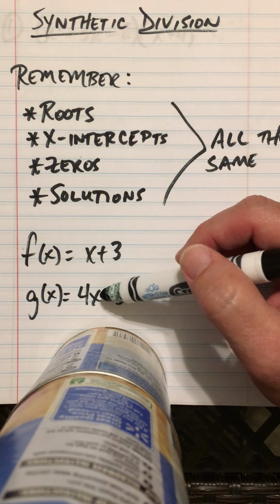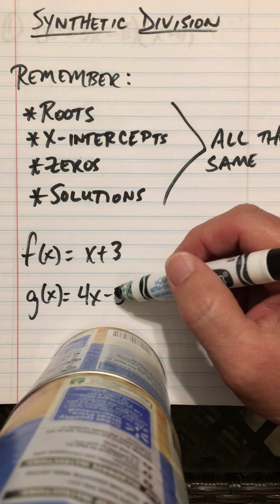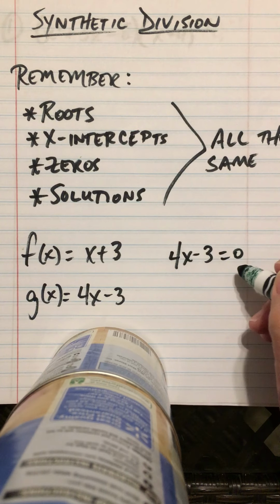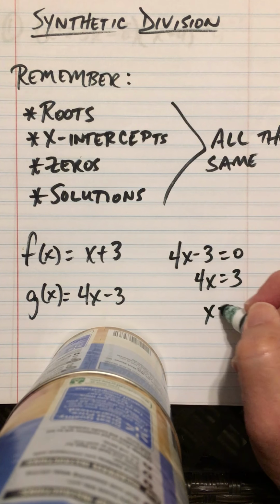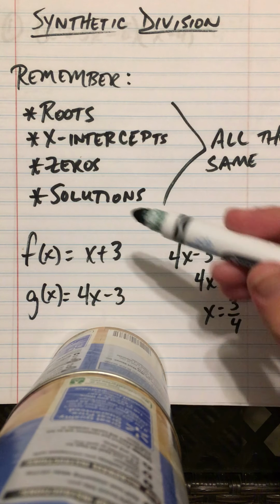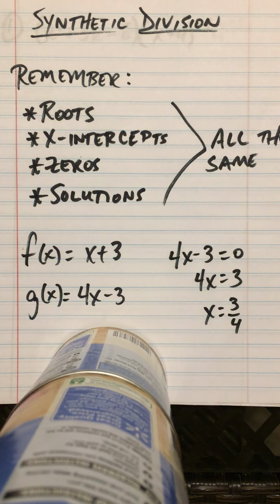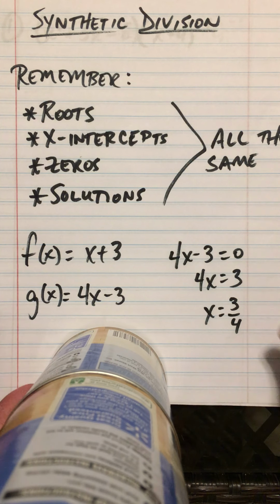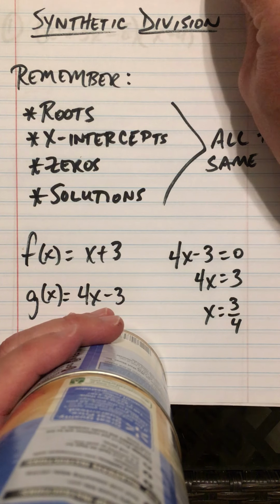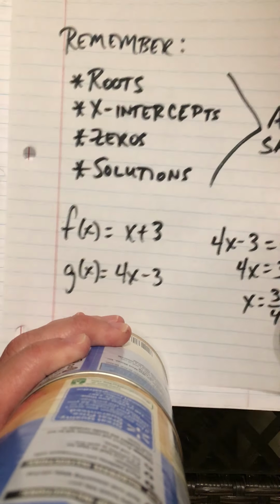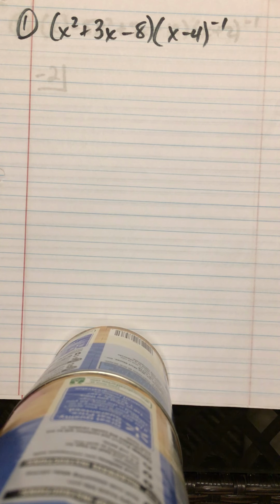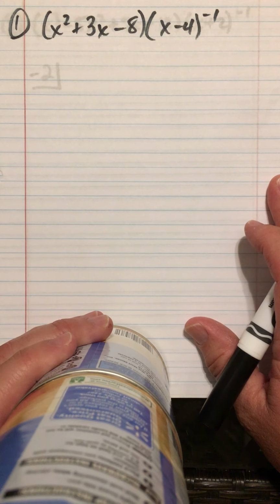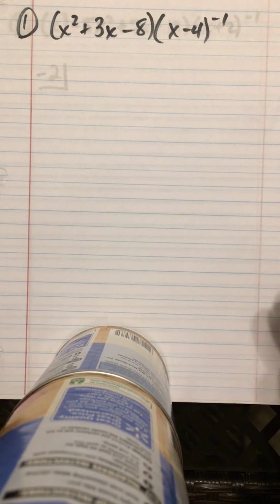The root for this one, hopefully you're seeing the shortcut, is always just change the sign of the last number and divide by the front number. If you can't see that though, you can always set it equal to 0 and solve. So x is 3/4 is the 0 for g of x. So that's how you find the roots if there's no exponents, or if the exponent's a 1. Quadratics, you do quadratic formula, factoring, completing the square, any of those. But right now we're not trying to even do solving. Right now we're just doing synthetic division.